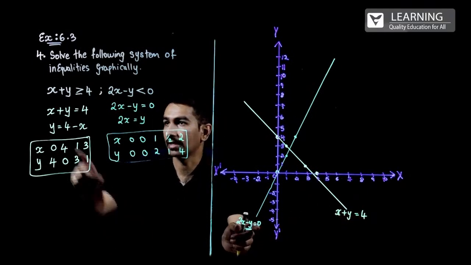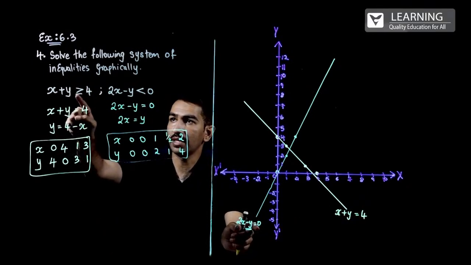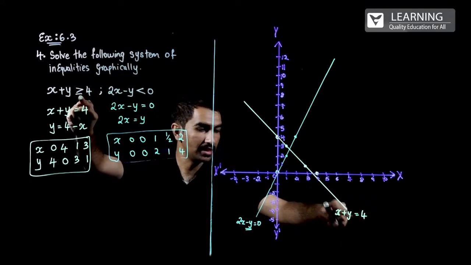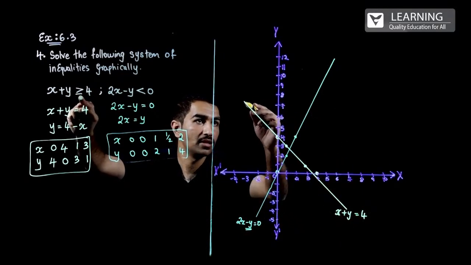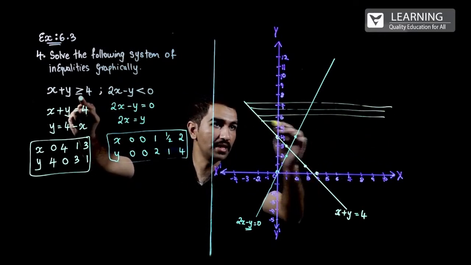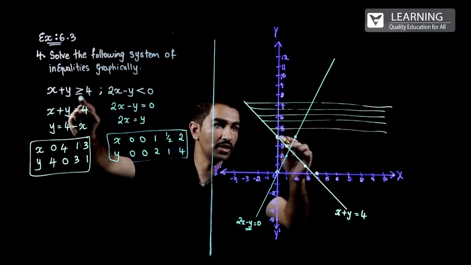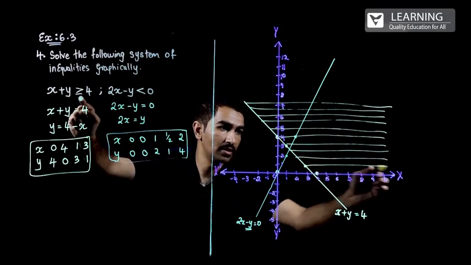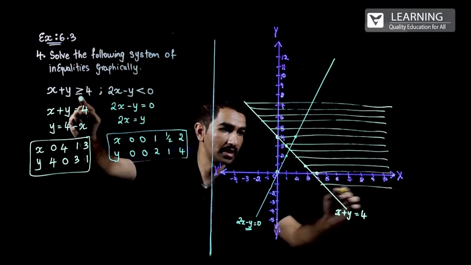Now see what they are telling. x plus y greater than or equal to 4. Greater than 4, students. So this is equal to 4, right? Greater than 4 means all this area. So see the horizontal lines. All this area is x plus y greater than or equal to 4. Okay? Horizontal lines. So this area.